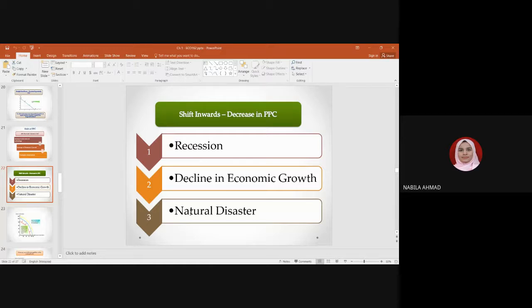Natural disaster, berlaku masalah tsunami, bencana alam, hujan yang lebat, banjir, kemarau berpanjangan. So itu semua akan menyebabkan masalah dalam negara tersebut. Okey, nak baik pulih negara dan sebagainya. So bila berlaku natural disaster, PPC akan shift inwards lah. Sebab kurang production of goods and services. Atau kita boleh kata juga decrease in technology. Bila teknologi menurun, cost meningkat, jadi PPC shift inwards. Atau kita kata increase in the cost ataupun decrease in the resources or imported resources.